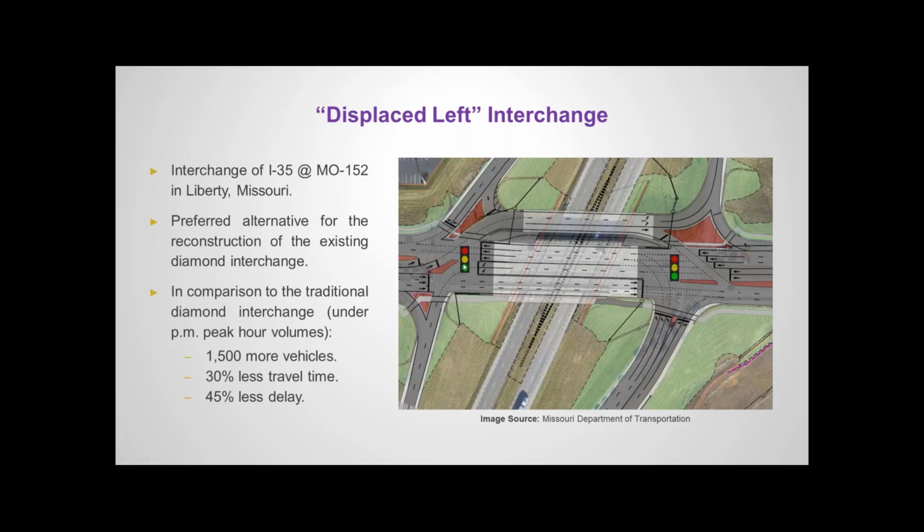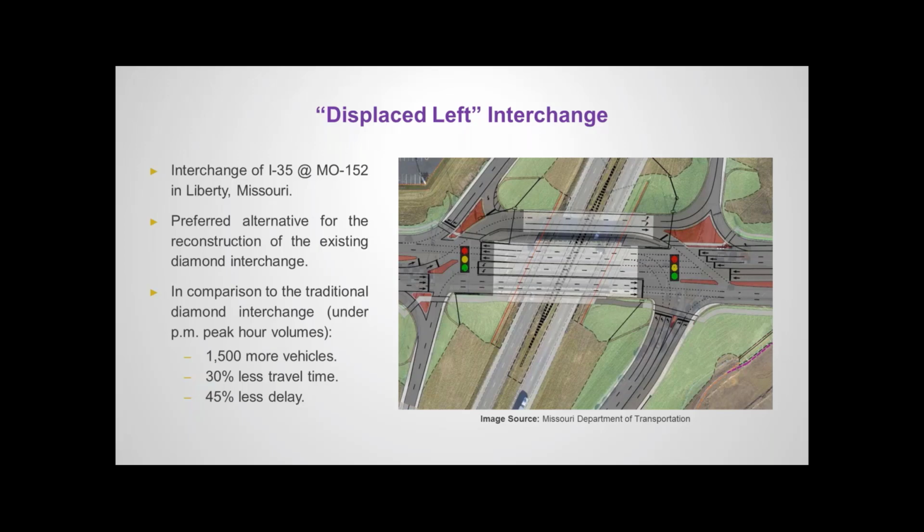Interchange of I-35 and Missouri Highway 152 in Liberty, Missouri. Of course, they considered both the SPUI and DDI, but all were eliminated in the end due to the various problems I listed in the previous slides. And compared to a traditional diamond interchange, this serves approximately 1,500 more vehicles in the peak hour, with 30% less travel time and 45% less delay.